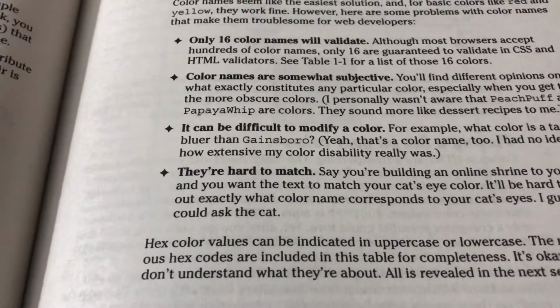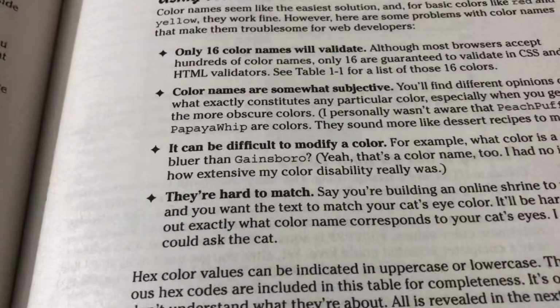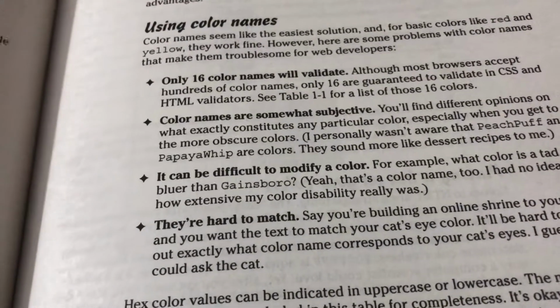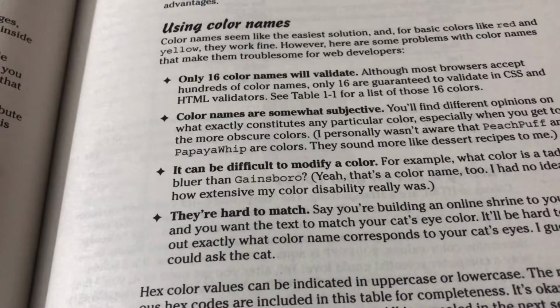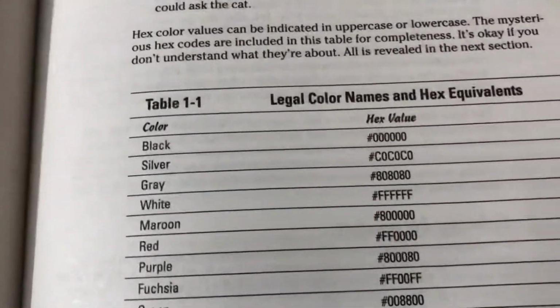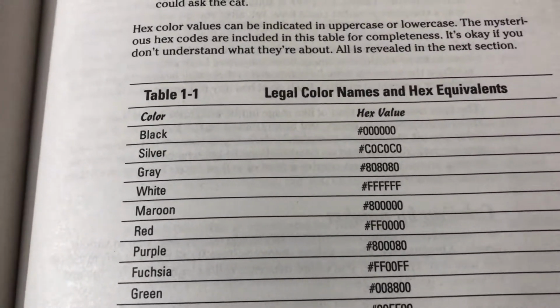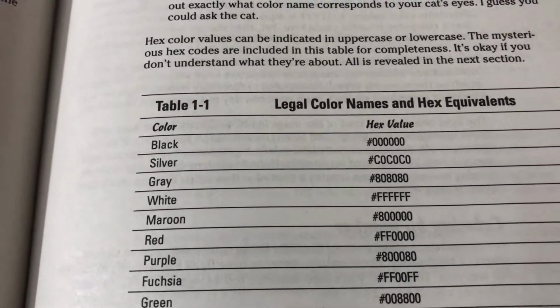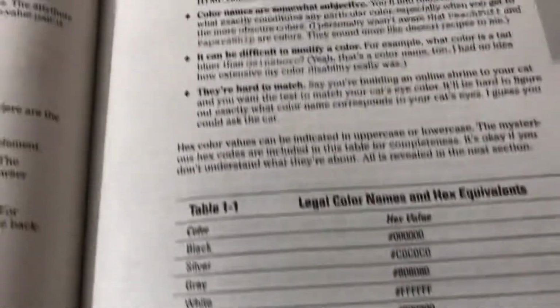So what is it that we can do? It is better to use only the legal color names, that is the 16 color names that are validated, or you can use the hex codes. We have already discussed the hexadecimal codes for colors. We'll be reviewing it shortly.